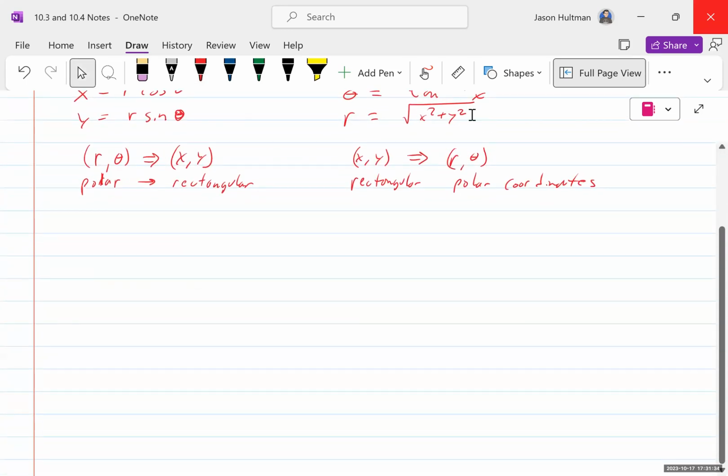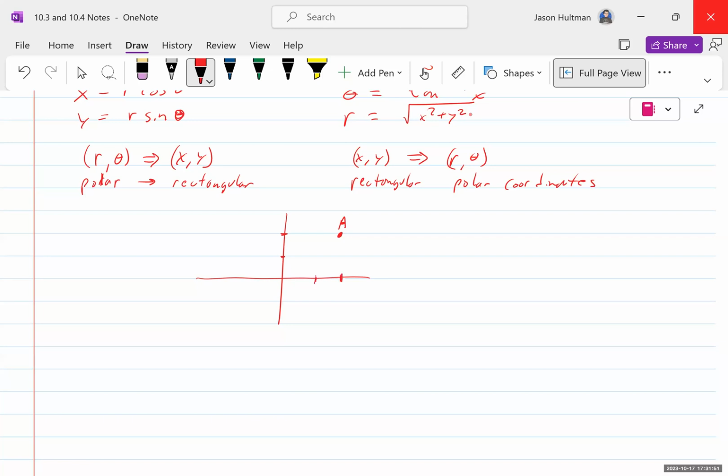Let's take a point in space. Let's draw a grid, and let's just take a point in space. We'll call this point over here point A. Now, for our traditional location of point A in space, that location is on a grid system in rectangular coordinates, and that would be at 2, 2. That's an xy value.